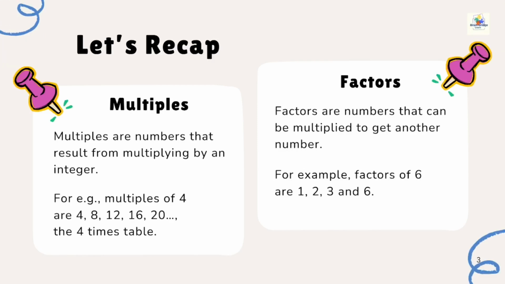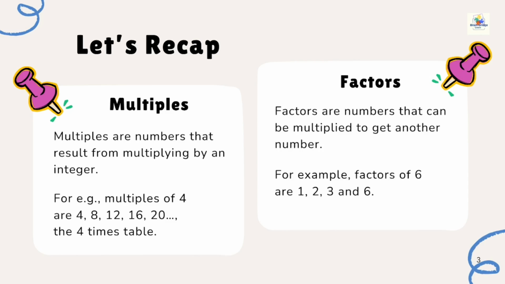Let's recap. Multiples. Multiples are numbers that result from multiplying by an integer. For example, multiples of 4 are 4, 8, 12, 16, 20, the 4 times table. Factors. Factors are numbers that can be multiplied to get another number. For example, factors of 6 are 1, 2, 3 and 6.